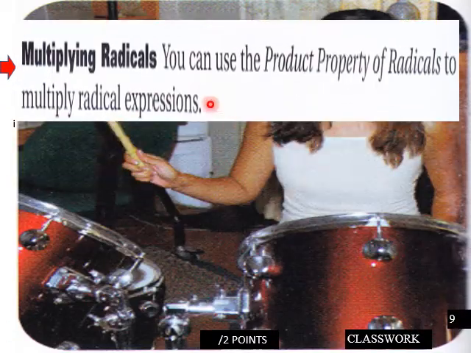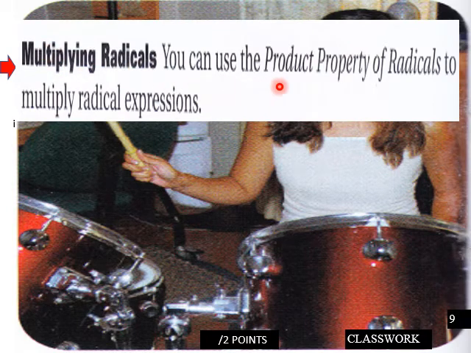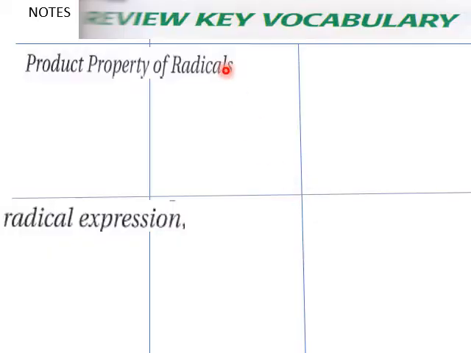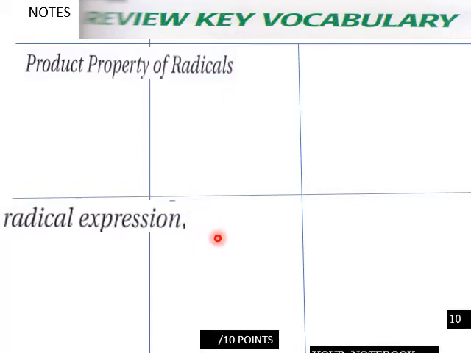Page 9 of our classwork. Multiply radicals. You can use the product property of radicals to multiply expressions. Radical a times radical b equals radical ab, where a is greater than 0 and b is greater than 0. Okay, students, in your own words, define product property of radicals, and then define radical expression. Let's see your writing skills here.